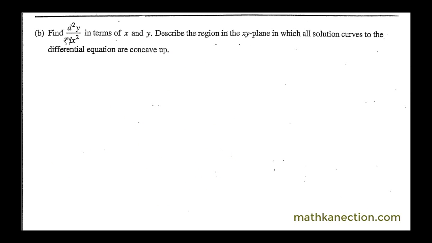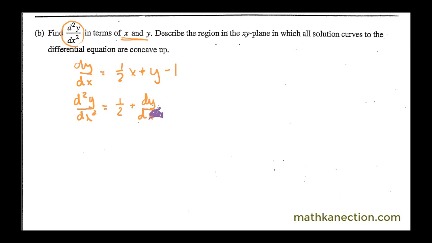In part B, we need to find the second derivative in terms of x's and y's. So dy/dx was 1/2 x plus y minus 1. I'm going to go ahead and differentiate that. The second derivative of 1/2 x is 1/2, the derivative of y is 1 times dy/dx, and the derivative of -1 is 0. We need to be in terms of x's and y's, so we're going to replace dy/dx with that expression that has x's and y's.